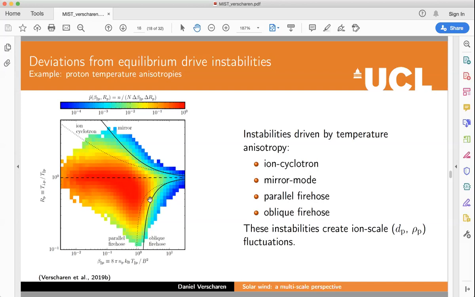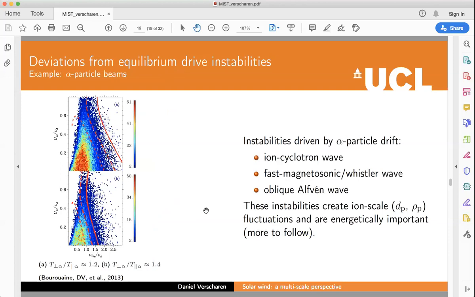It will create fluctuations on the ion scale, so ion inertial length, ion gyro radius, for example. And so this is one of the examples where the large scale expansion actually couples to things that really happen on the small scales of the system, right? And you have this interaction between processes on large scales and small scales that I mentioned at the beginning.